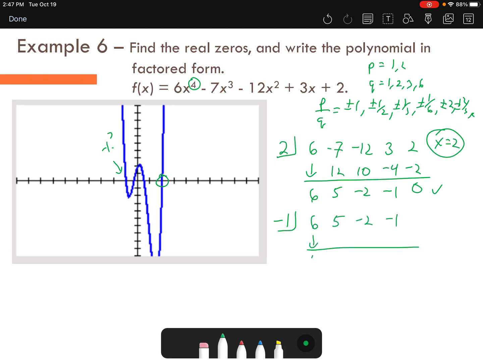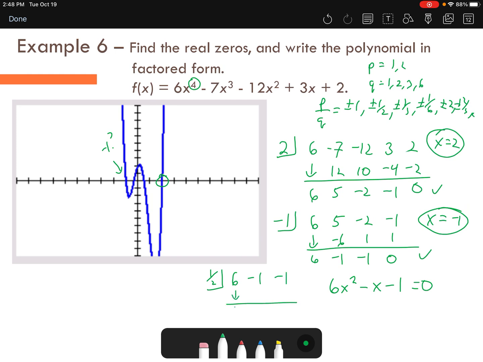6, 5, -2, -1. I'm not sure it is, but we'll check it. -1 times -1 is 1. It is. We got it. X equal -1. So now we're left with 6x squared minus x minus 1 equals 0. And, ooh, it's either 1/2, 1/3, 2/3, or 1/6. I don't really want to factor this, so I'm going to guess that it's 1/2. And if I'm wrong, I'm wrong.